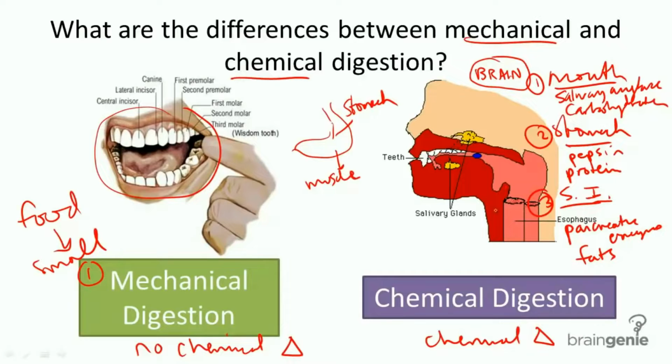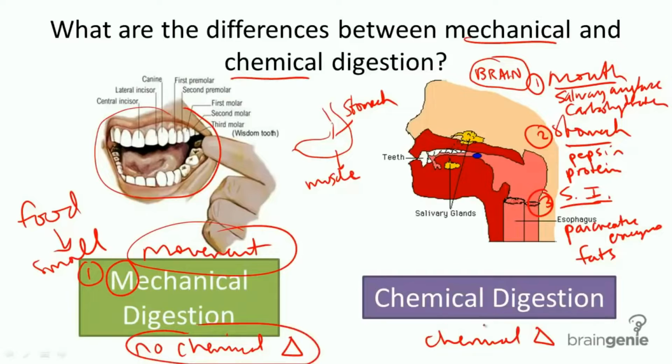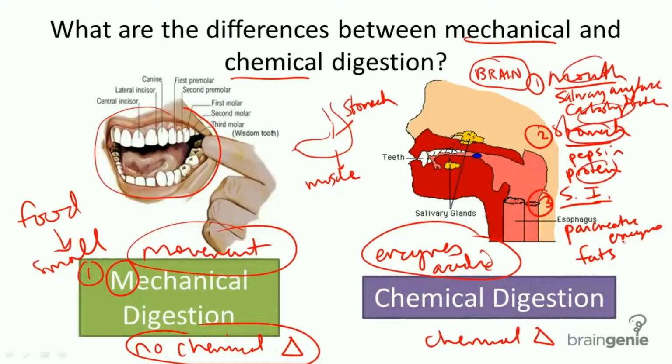So, things to remember: mechanical digestion, as in the picture on the left, think M for movement, teeth crushing food, and the pushing-pulling force, but it's not a chemical change. Then chemical digestion, using enzymes or even an acidic environment to break down foods. Carbs mainly in the mouth, proteins mainly in the stomach, and fats mainly in the small intestine. As a unit, mechanical and chemical digestion work to help us get the vital nutrients we need to survive.